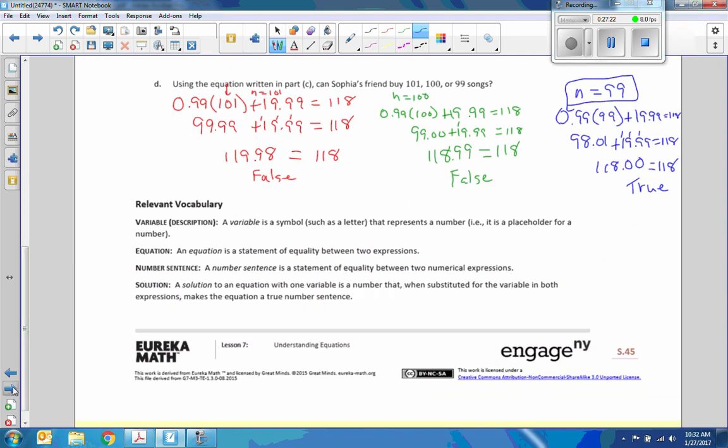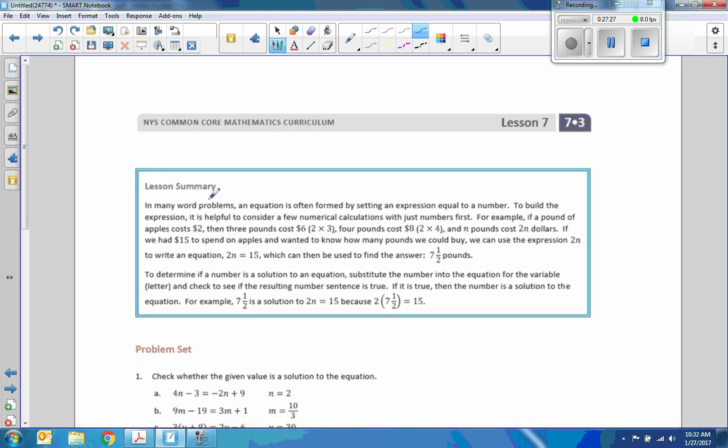Below is the relevant vocabulary: variable, equation, number sentence, solution. You can review that on your own. That's the end of lesson 7. Problem set.